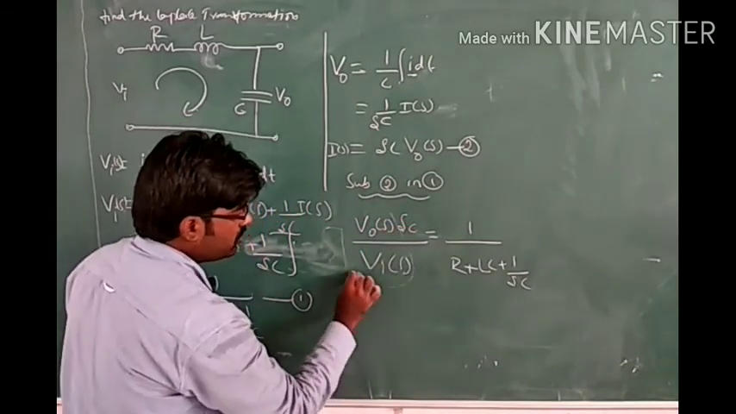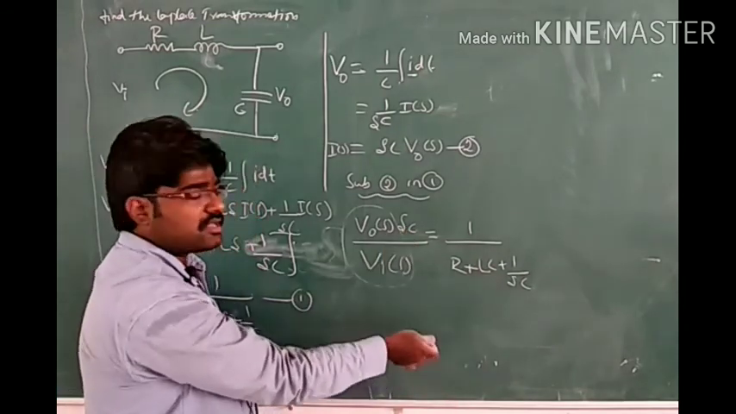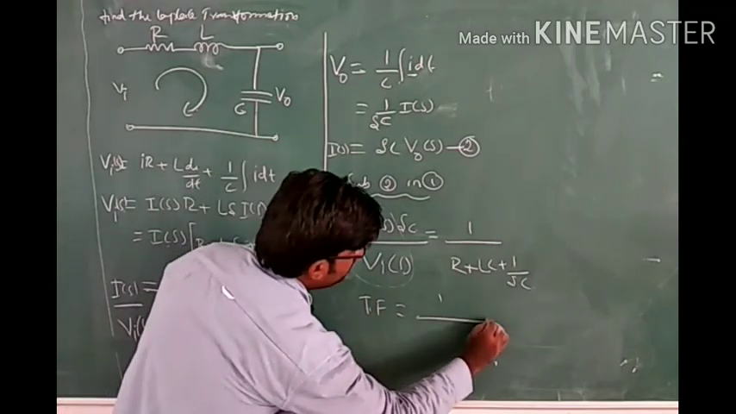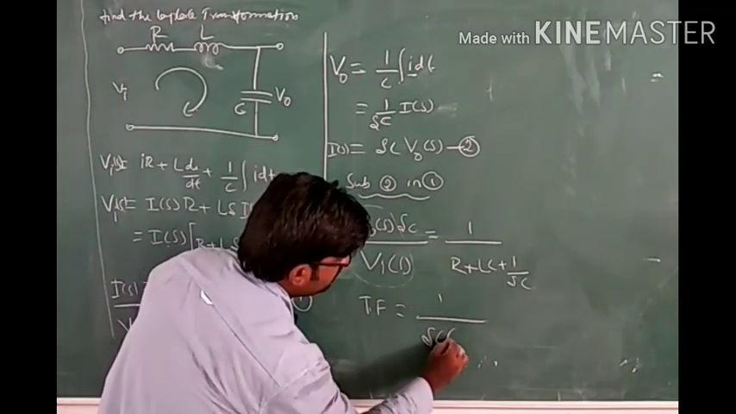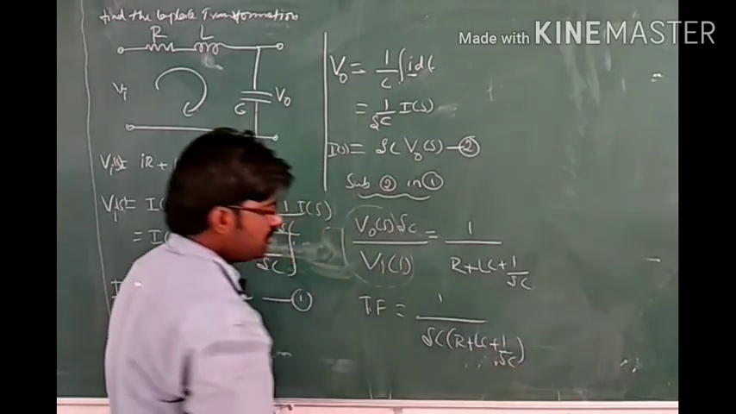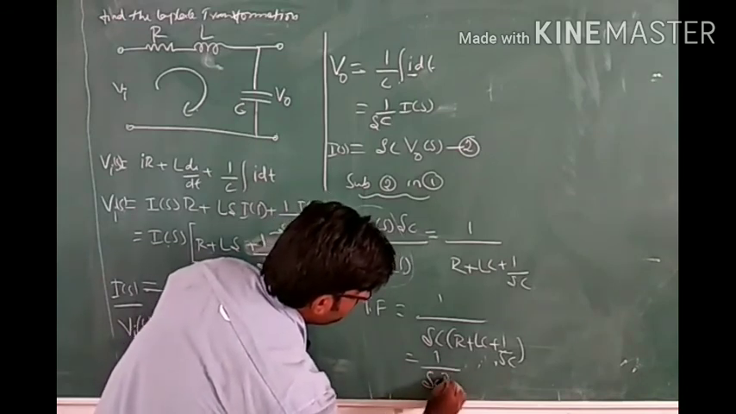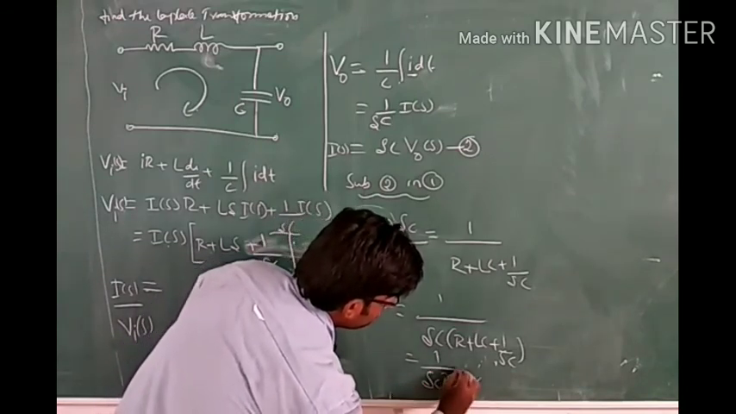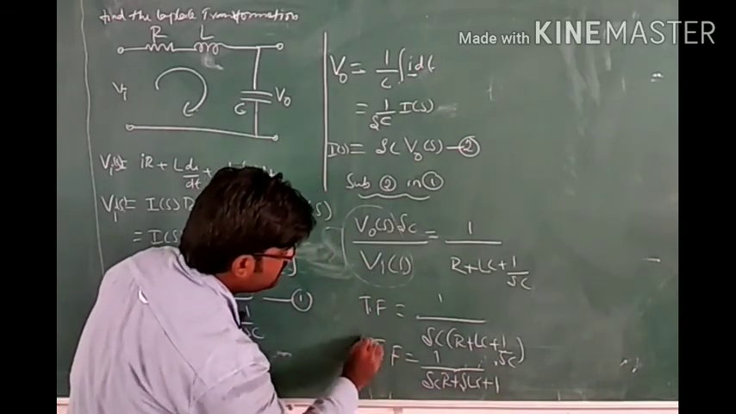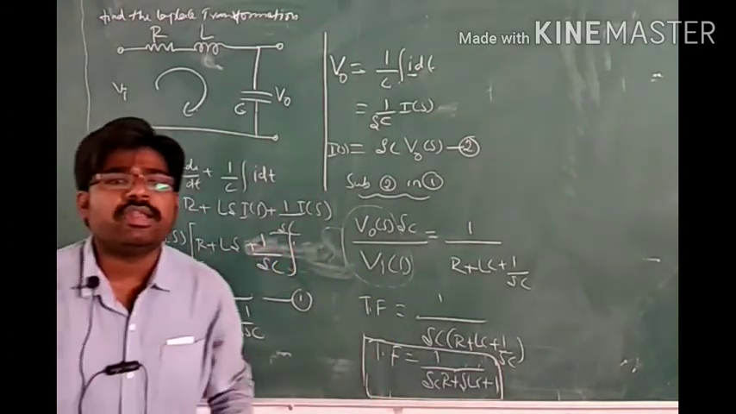Now we have to write the equation in terms of V0 and Vi. Send this SC to the right hand side. So the transfer function is equal to 1 divided by SC into R plus Ls plus 1 divided by SC. Further you can simplify it as 1 divided by SCR plus S squared LC plus 1. SC cancels, remains 1. So this is the transfer function of the given electrical network.